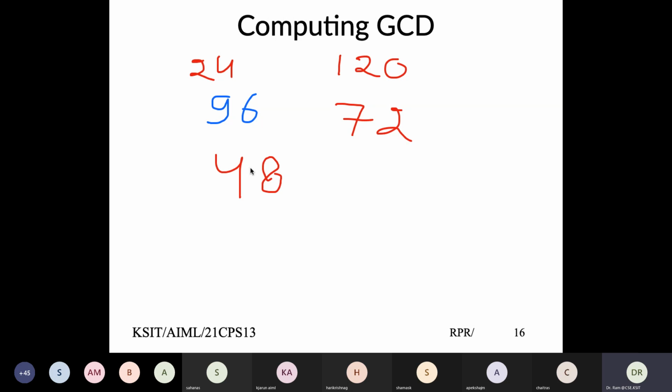You cannot write any more numbers. We have already written all possible differences. Yes, sir. That's it. So the smallest number is 24.